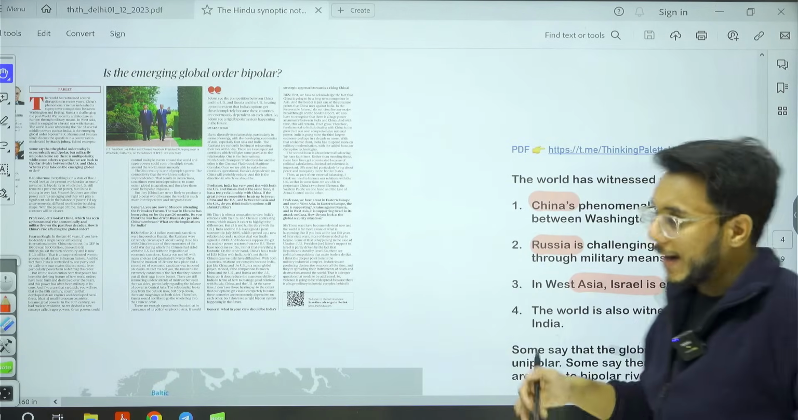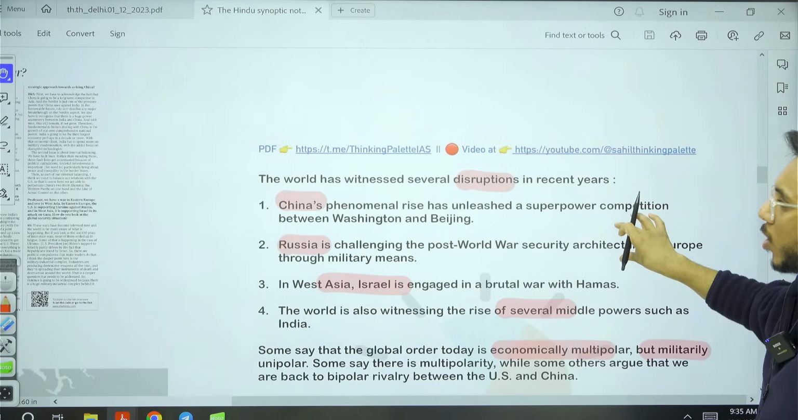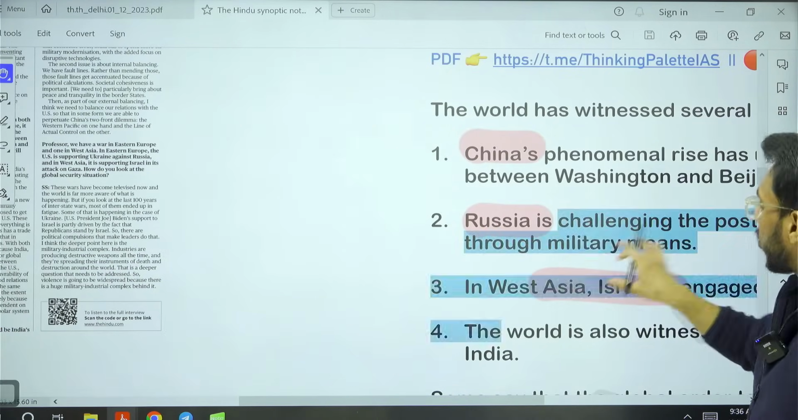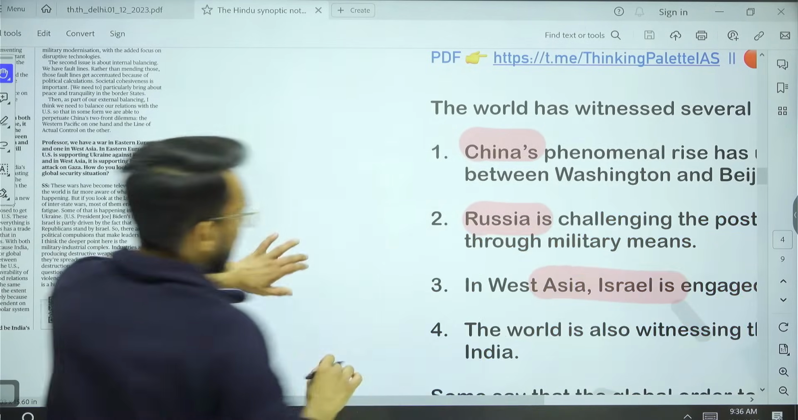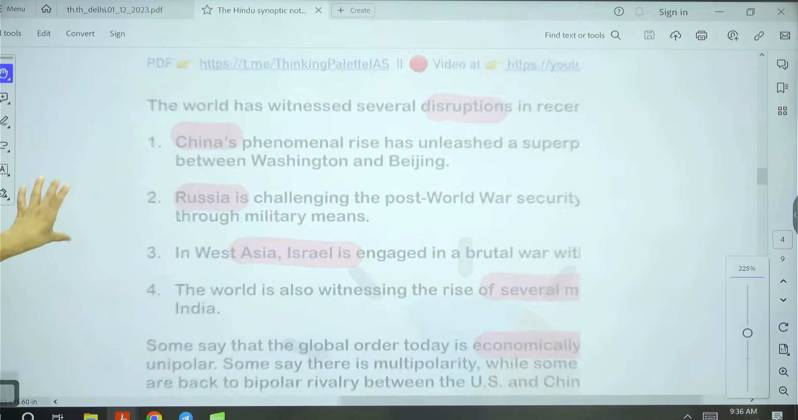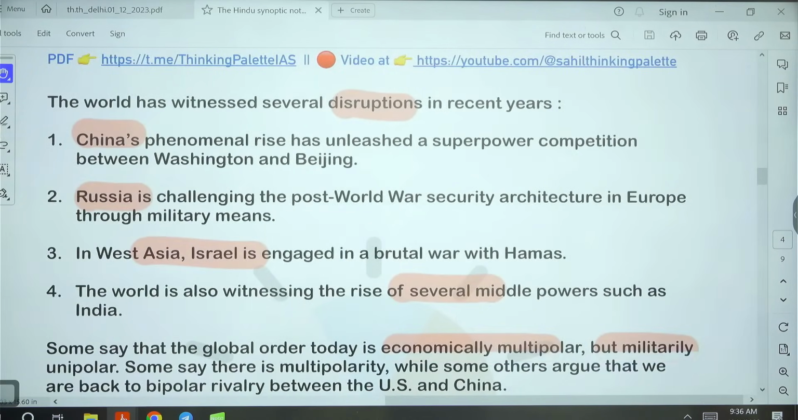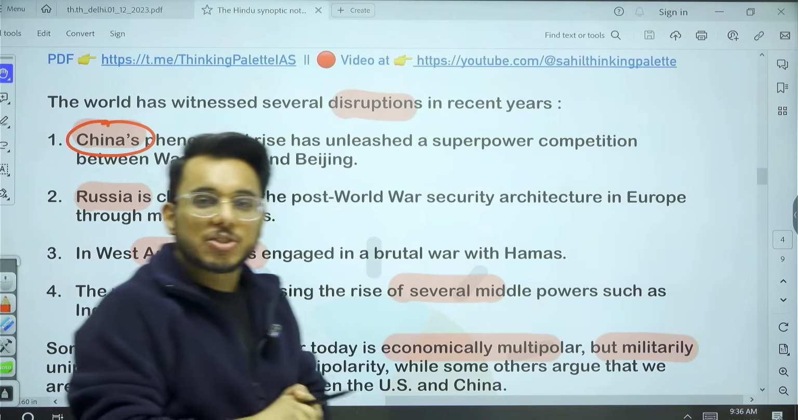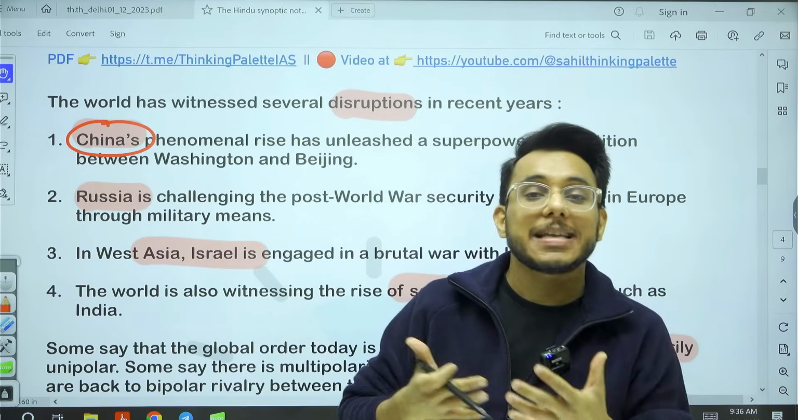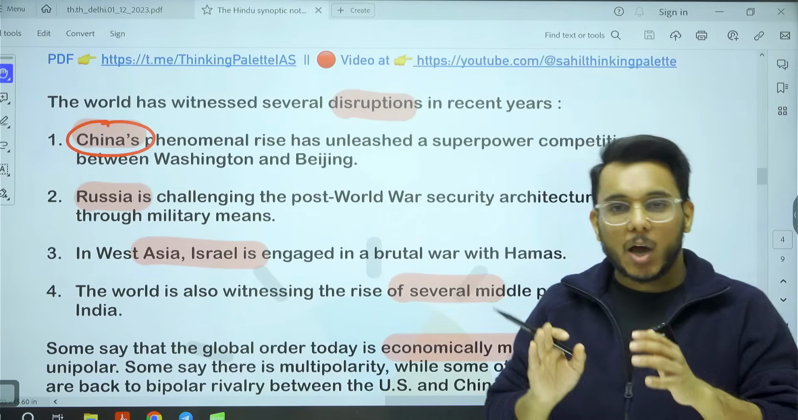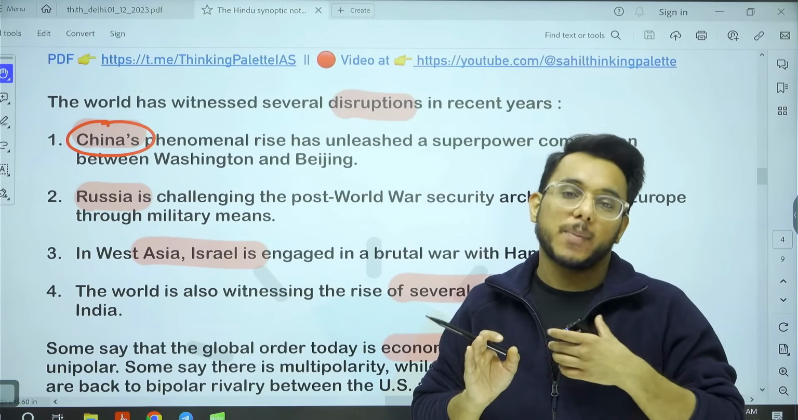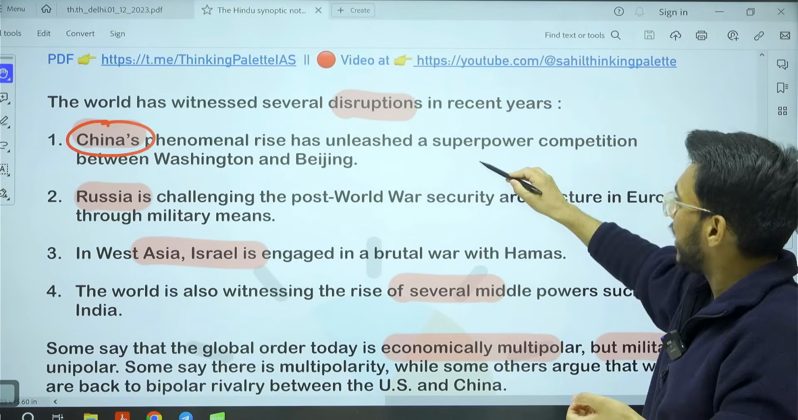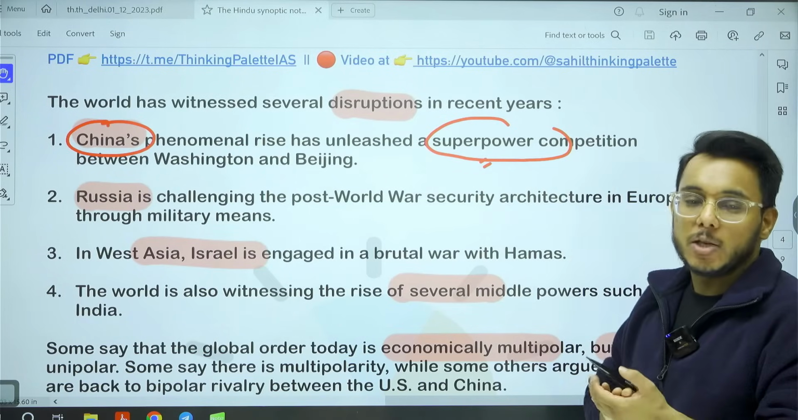So basically, guys, right now we see that the world is witnessing a lot of geopolitical disruptions. Now what geopolitical disruptions is the world facing? You might be knowing these already, but the major disruptions we have right now: number one, China's meteoric rise. As China is rising, it has increased anxieties of America, because America perceives itself as the only superpower, and it is now facing tough competition from China. Because of this, it has unleashed a superpower competition between the US and China.